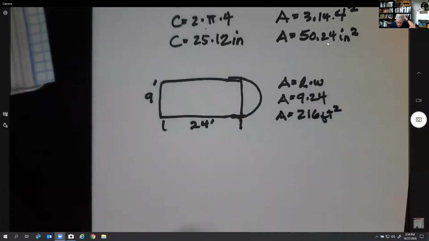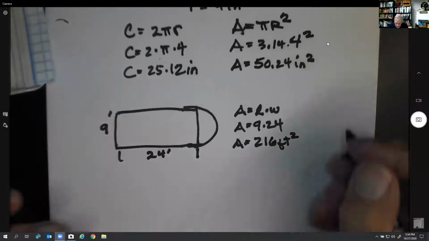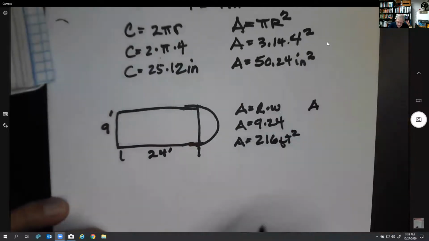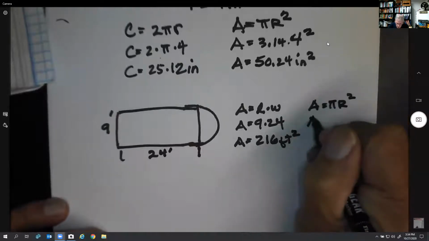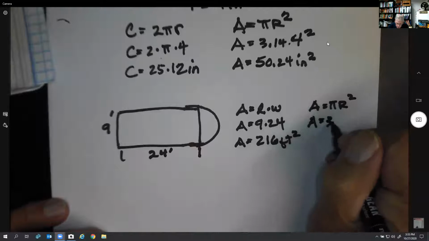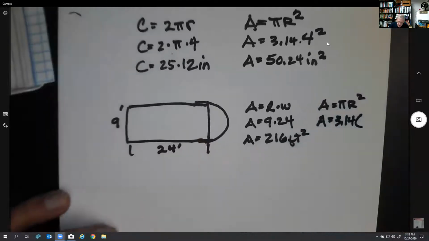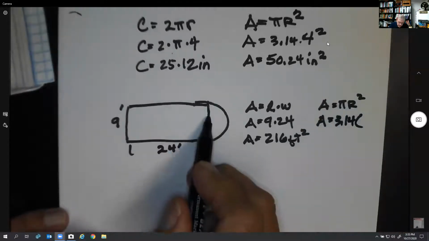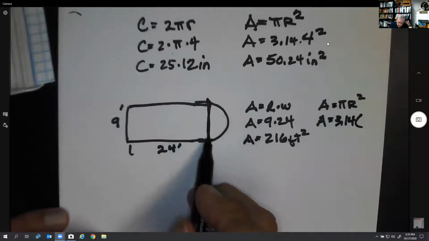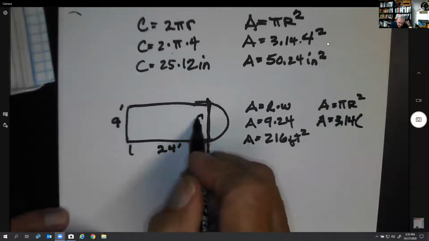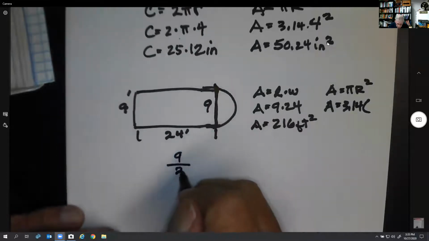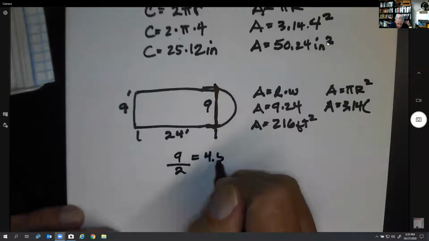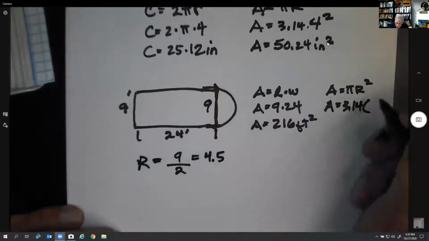Now we're going to try to find out the area of the circle. The area of the circle is pi r squared. Well, we know what pi is, 3.14. But what about this radius? Well, we know this distance right here is 9. If it's 9 here, it's 9 here. And then half of 9. 9 divided by 2 is 4.5. So the radius is going to be 4.5 squared.